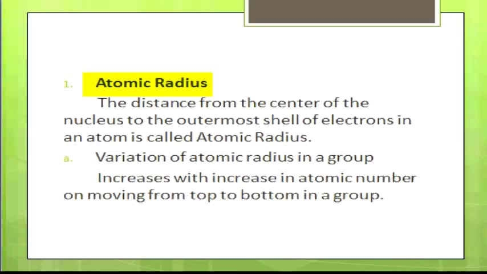Now we will discuss periodic trends in atomic properties. The properties of elements exhibit a regular variation in the groups and periods of the periodic table. These are the various properties of elements which change on moving down in a group or across a period of the periodic table.